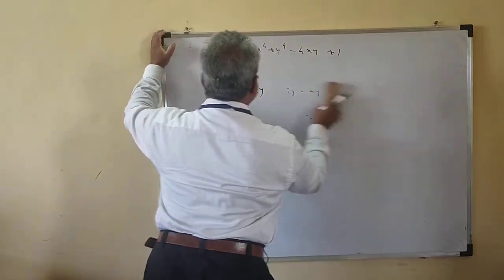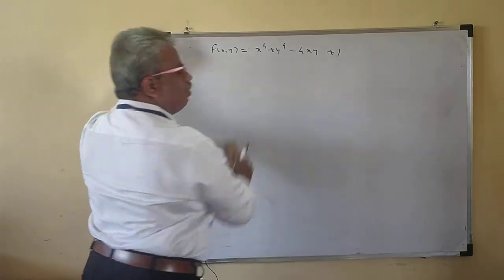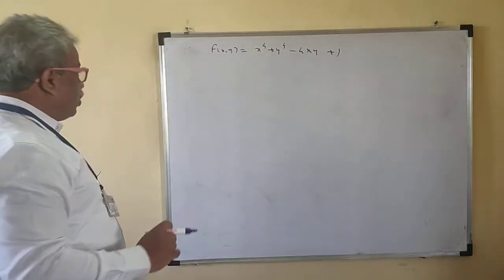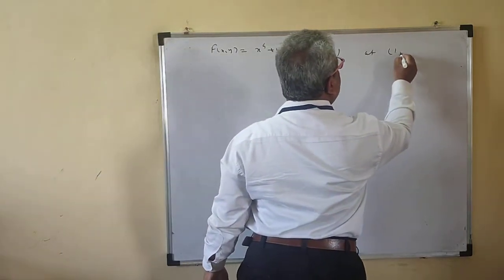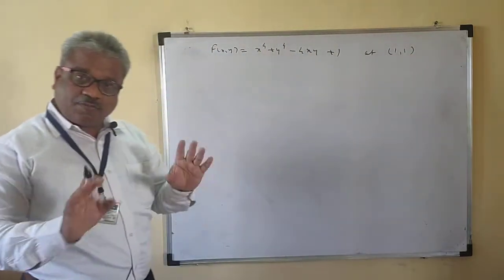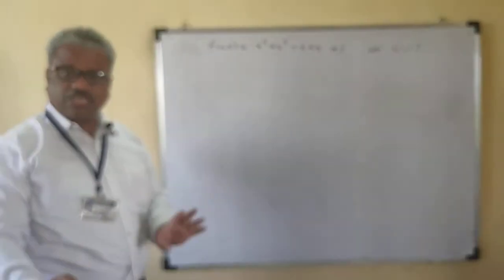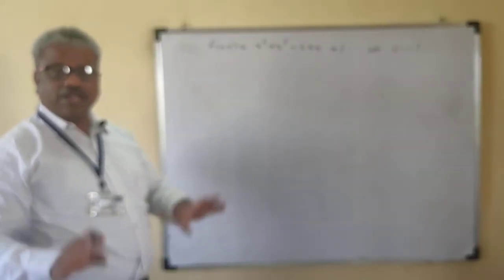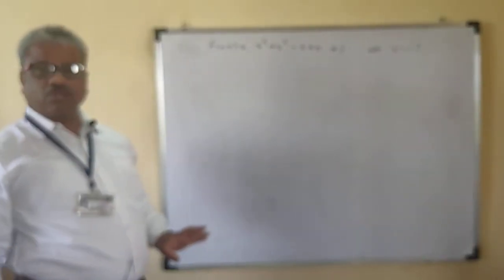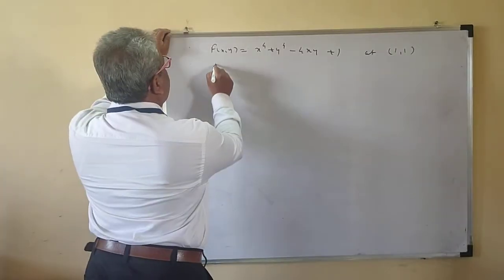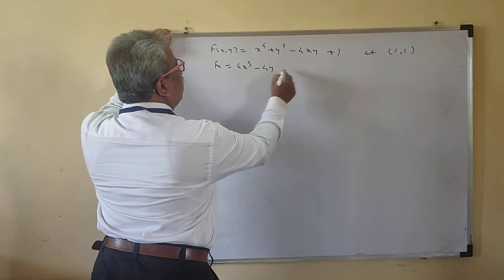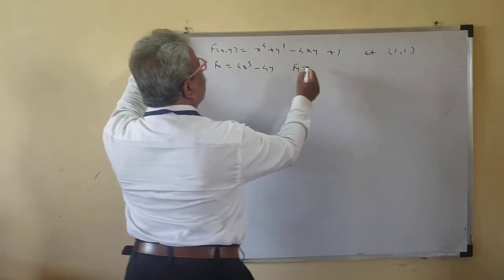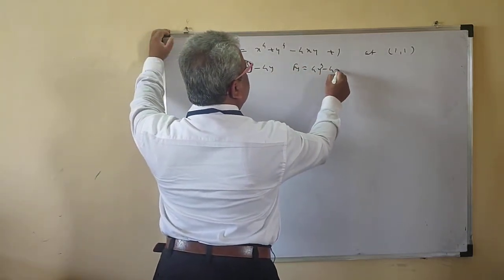Now suppose (1, 1) is the critical point. But at (1, 1), what happens? Whether the function has a maximum, a minimum, a saddle point, or neither maximum nor minimum. For that, you have to find fx. Fx is 4x cube minus 4y. Fy you have to find. Fy is 4y cube minus 4x.